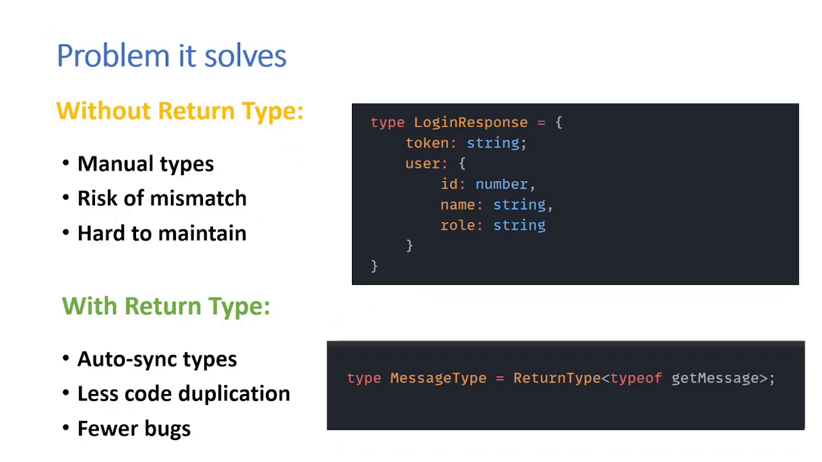Let's see what problem it solves. Without ReturnType, we have to define types manually and there is a risk of mismatch, and it is hard to maintain in case the response object is changed. But with ReturnType, these types are auto-synced. So in future, if the response object is changed, maintenance is not required and we will not get any risk also. Let's jump into the demo.